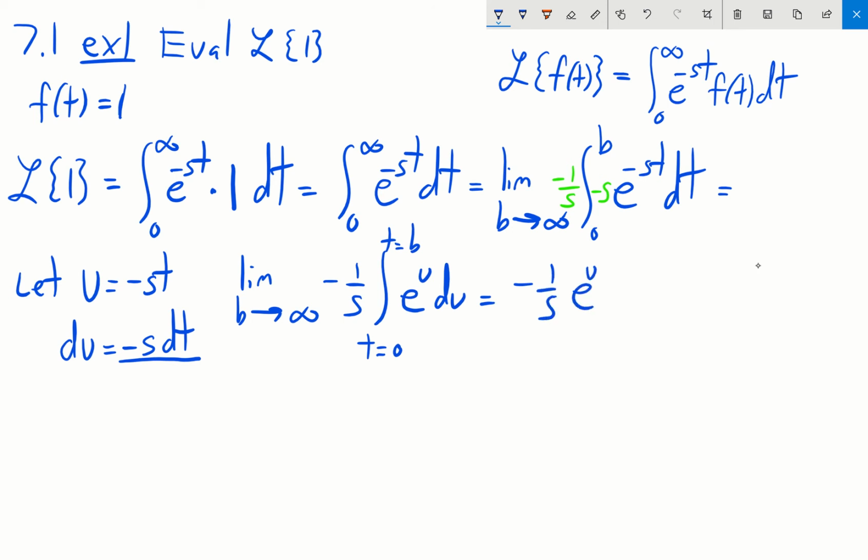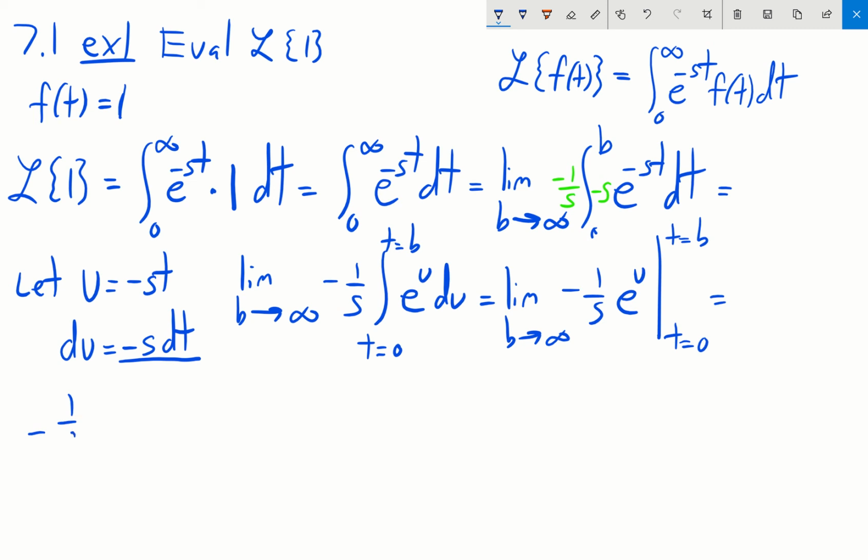Antiderivative of e to the u is e to the u. Don't forget to continue to write your limit on this. You still need the limit as b goes towards infinity. Negative 1 over s, this is e to the u, and it's evaluated from t equals 0 to t equals b. So let me back substitute. I have negative 1 over s. Remember, u is equal to negative st. And now we're going to evaluate this from t equals 0 to b.